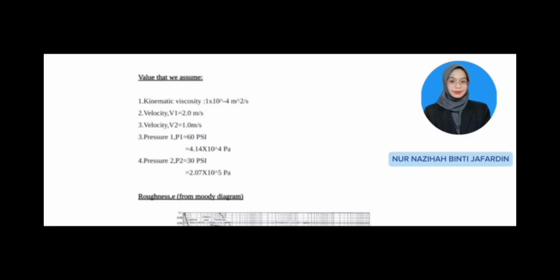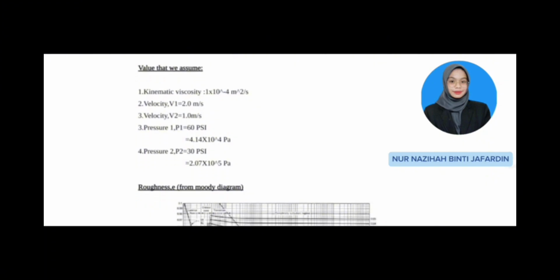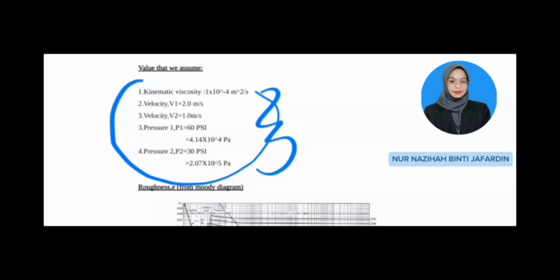There are a few values that we assume, which is kinematic viscosity, velocity 1 and velocity 2, pressure 1 and pressure 2. The reason why we assume the value is because they didn't state the actual measurement or the actual value at the site that we study. For example, at the tank, they didn't write any velocity or pressure, hence we have to assume the value from the standard value.